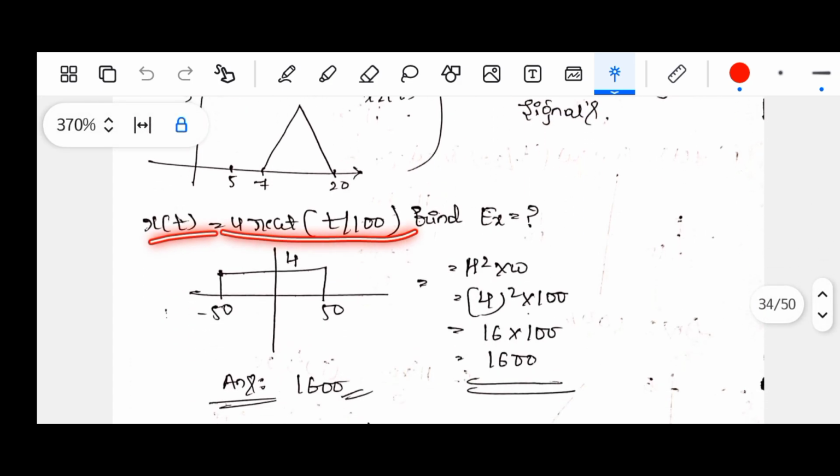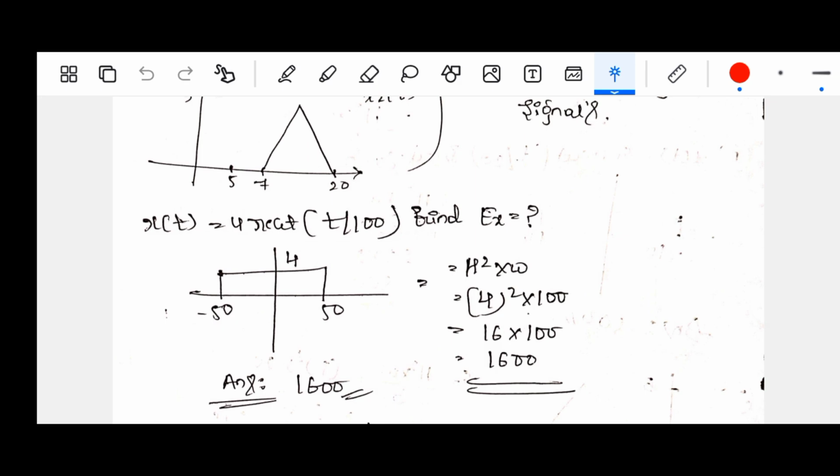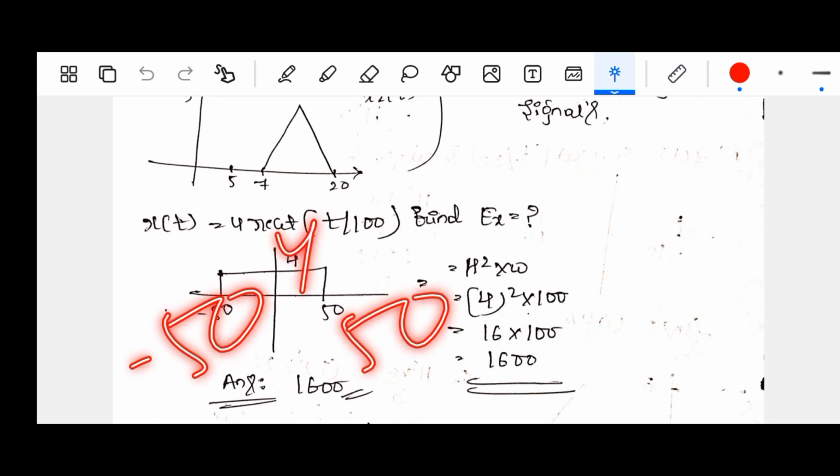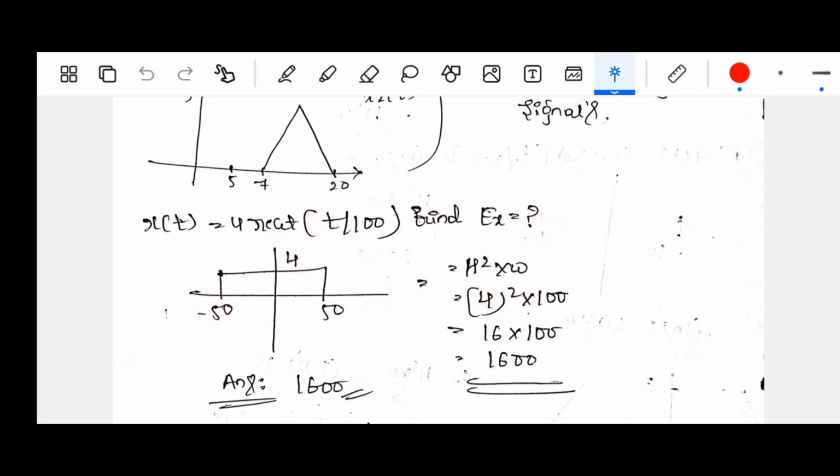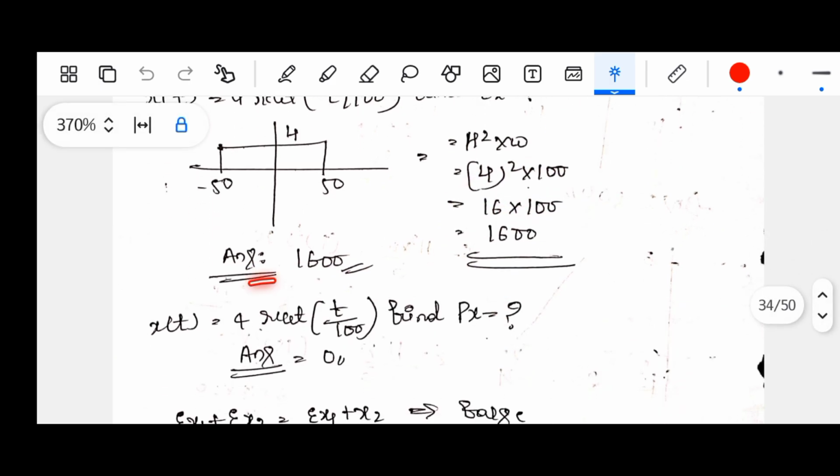x of t is equal to 4 into rectangle of t by 100. Find the energy. The denominator is 100, meaning minus 50 to plus 50, and the height above will be 4. Therefore h square into w. h means the height will be 4. 4 whole square into 50 plus 50 will be 100. Therefore 4 4s are 16 into 100. Therefore the answer will be 1600.